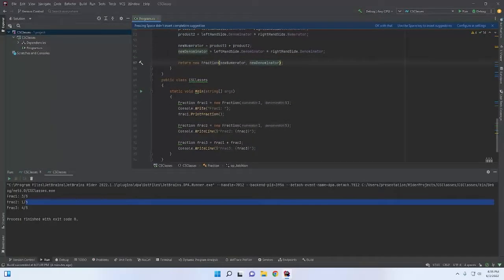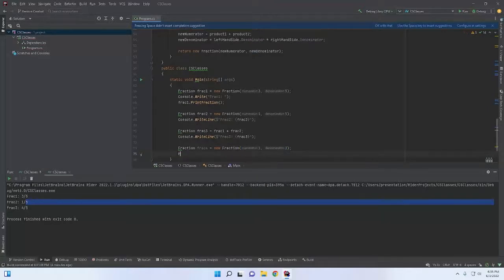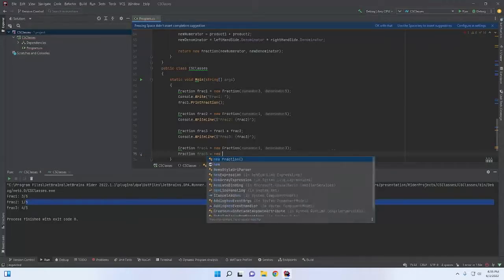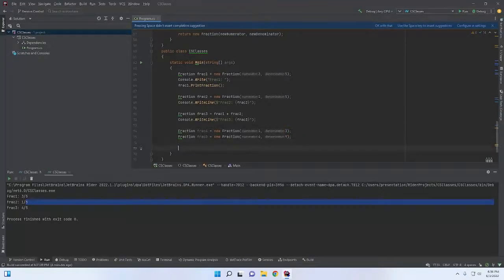So now we can go ahead and test this. I'm going to leave those there, and I'll just create two more fractions. Fraction frac4 is equal to new fraction, and for values, let's do 1, 3. And fraction frac5 is equal to new fraction, and this I'm going to do 4, 9. So we have two fractions with different denominators. And now let's see if we can add these together.